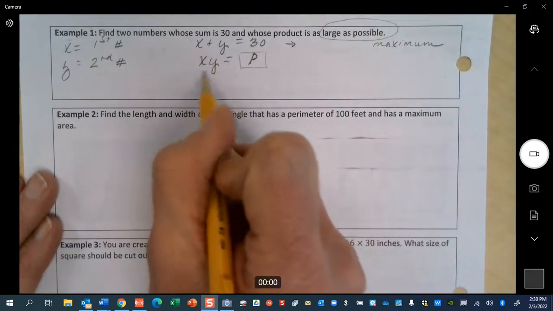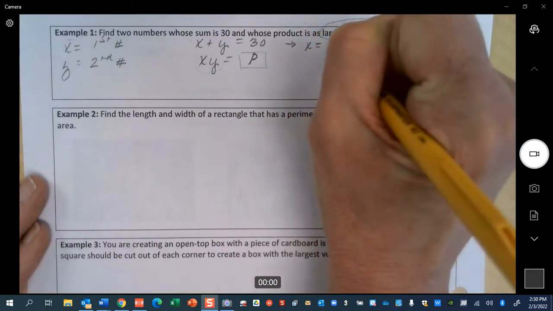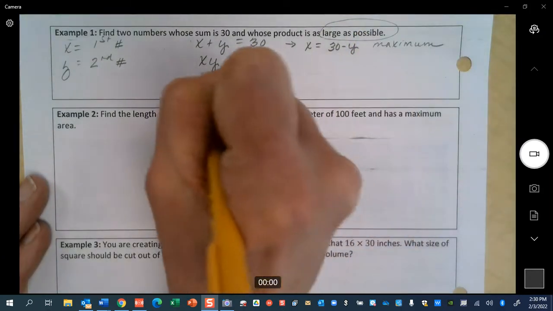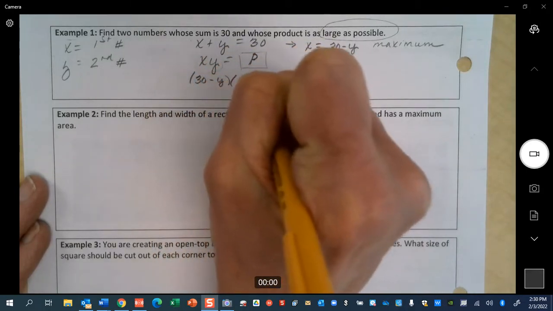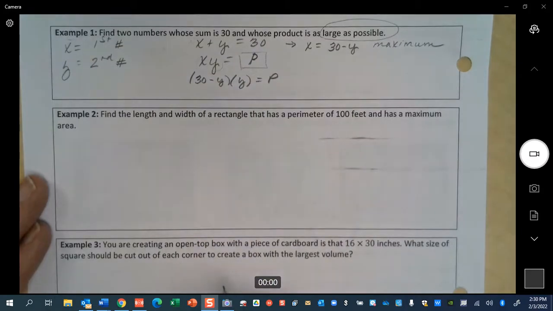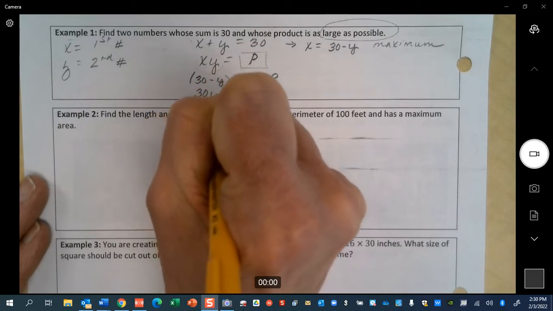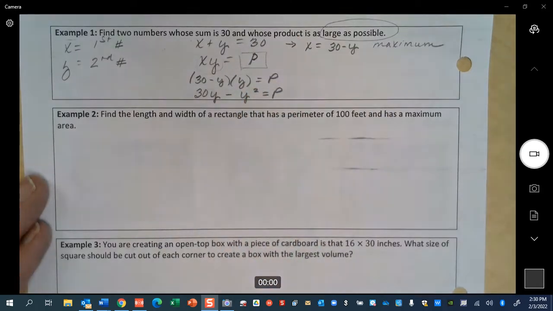now what I want to do is try to substitute one variable for the other. So I'm going to go ahead and say that x is equal to 30 minus y. So then I can say that 30 minus y times y is equal to p. I can say that 30y minus y squared is equal to p. And now what I have is one equation that relates both of my variables.